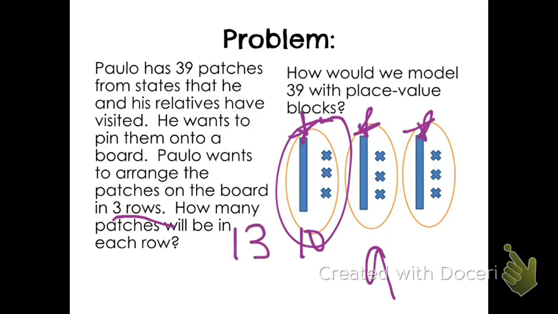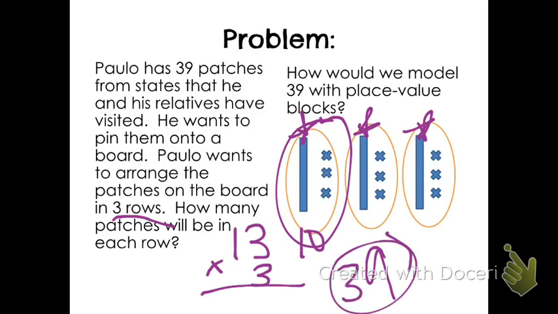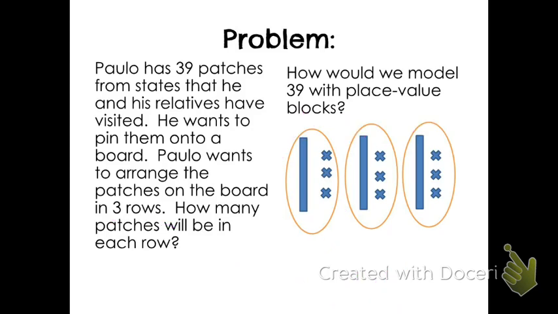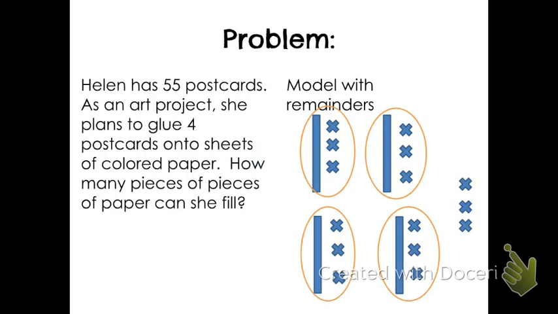So we have 13 in each of my 3 groups. If I were to multiply that, I should end up with my answer of 39. 3 times 3 is 9. 3 times 1 is 3. So my answer is indeed still 39. Next problem we're going to look at, we're going to have remainders.